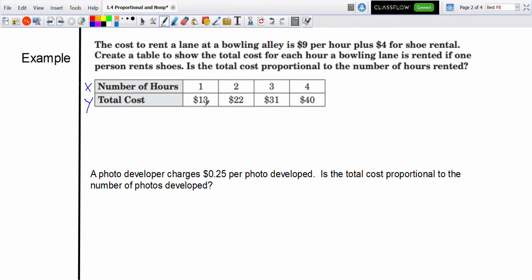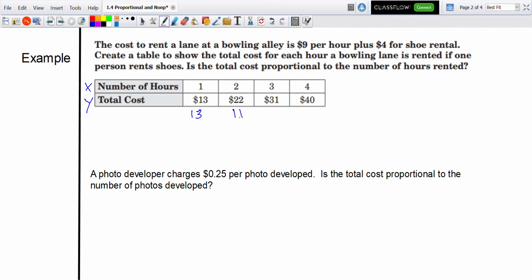Y divided by X, 13 divided by 1 is 13. Right? This tells us it costs $13 per hour. Which makes sense, right? $9 per hour plus the $4 for shoes, that's $13 total dollars for that hour. But at the second hour, 22 divided by 2 is 11. So if you go for 2 hours, it's going to cost you $11 per hour. That's a changing ratio there, right? It's not a constant ratio.